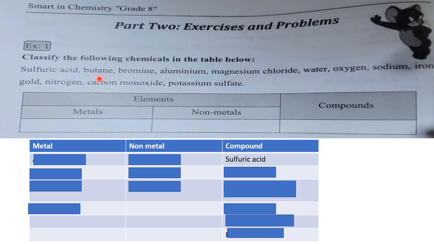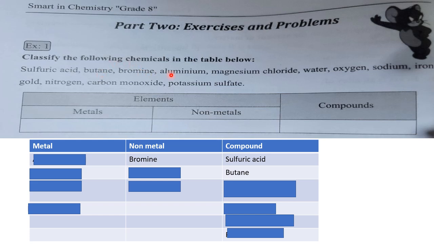Butane, it's a hydrocarbon. It's made up of carbon and hydrogen. So it's a compound. Bromine, it is made up of one element. So it's an element. Is it metal or non-metal? It is found to the right side of the line on the periodic table, so it is non-metal.